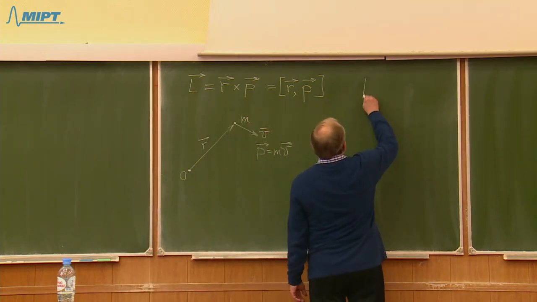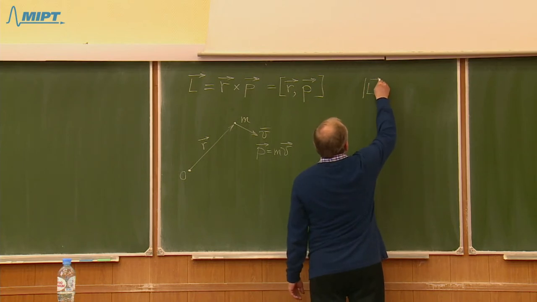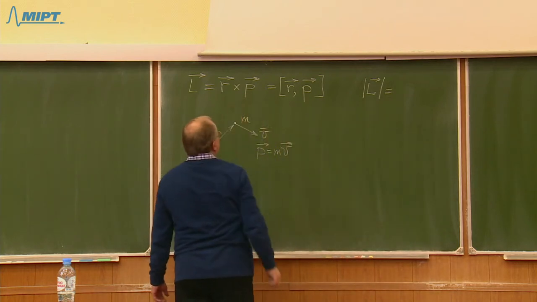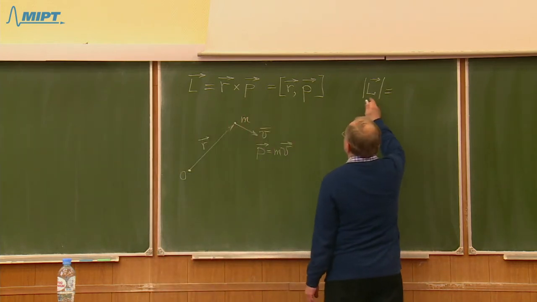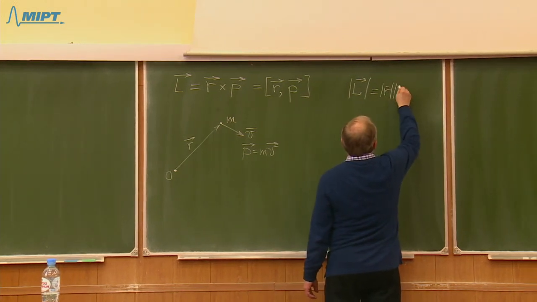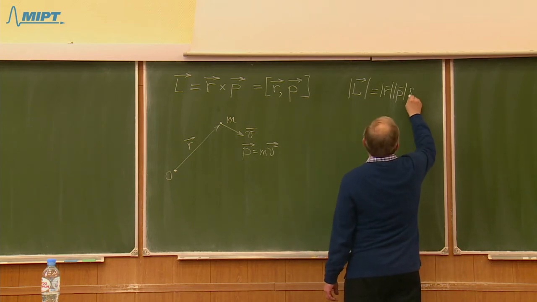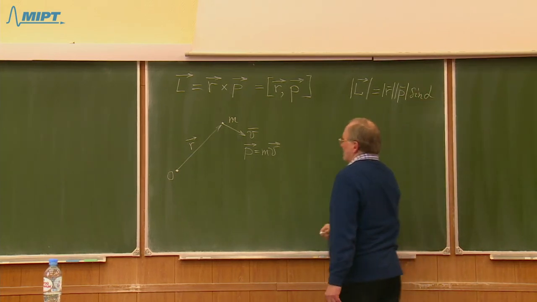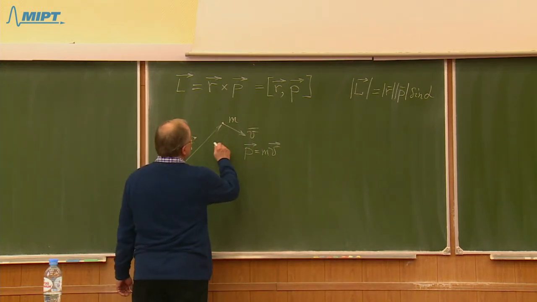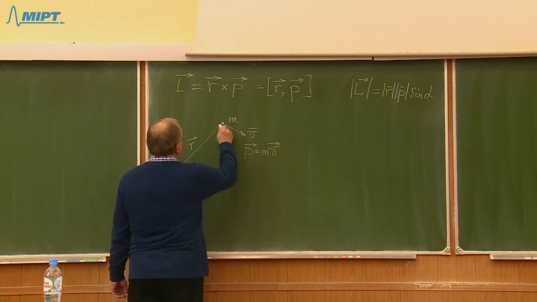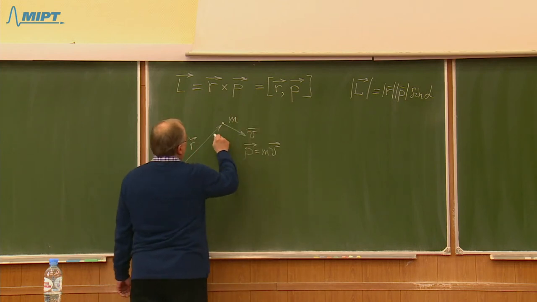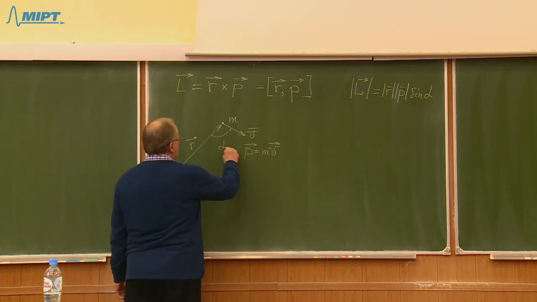If we consider the length of this vector, or its magnitude, by definition of vector product, the magnitude of this vector will be the magnitude of vector r times the magnitude of vector p times sine alpha, the sine of the angle between these two vectors. The first vector is r, and the second vector is p.